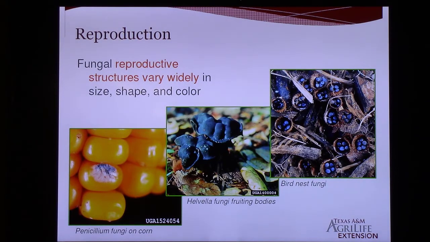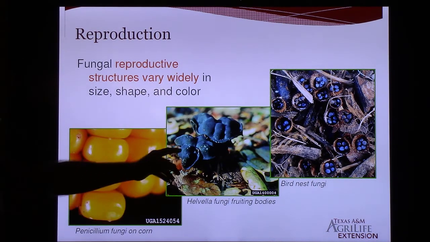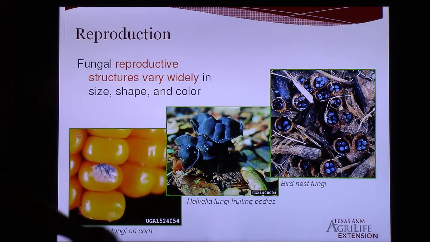Not all fungi look the same in regards to when they do reproduce. They can vary in size or color or shape. These are three different fungi right here. Here we've got penicillium on corn. We can see that little bit of fuzziness, very similar to a bread mold. Then we've got Helvella fungi, fruiting bodies. This is a type of mushroom.